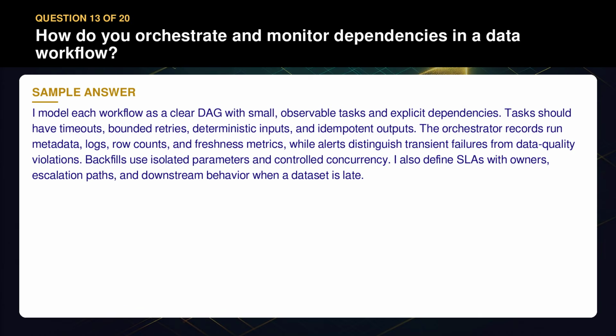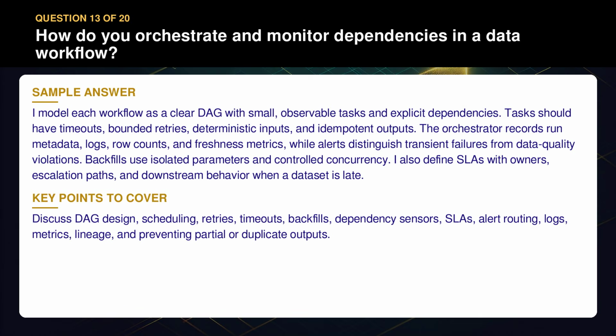Tasks should have timeouts, bounded retries, deterministic inputs, and idempotent outputs. The orchestrator records run metadata, logs, row counts, and freshness metrics, while alerts distinguish transient failures from data quality violations. Backfills use isolated parameters and controlled concurrency. I also define SLAs with owners, escalation paths, and downstream behavior when a dataset is late.